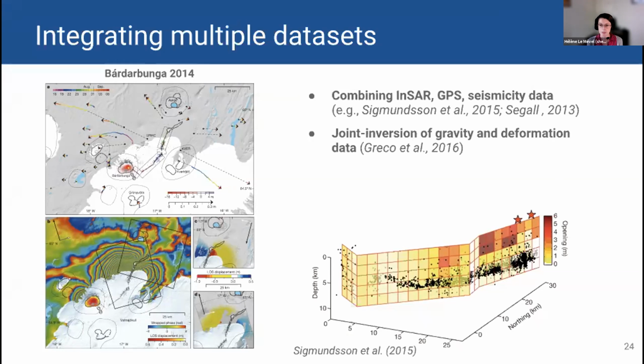But for volcanoes that are well monitored, there's no reason not to use other data sets to calibrate our models. For example, we can combine InSAR, GPS, and seismicity, like in this study of the Bárðarbunga dike intrusion that happened in Iceland in 2014. There, the combination of seismicity and the modeling of the deformation really helps to map very precisely the temporal changes in the dike geometry and the pressure changes in the dike. Thanks to the seismicity, we could understand better the tectonic stresses that govern the path taken by the dike. Another very powerful combination of data sets is the joint modeling of deformation and gravity changes.